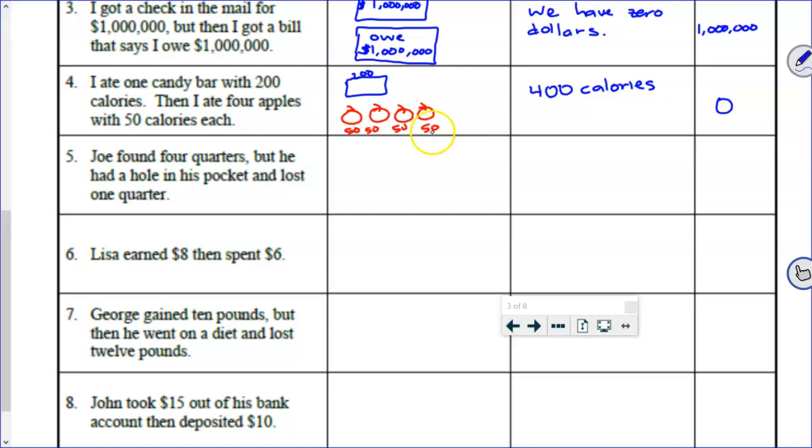Joe found 4 quarters. So I'm just doing some samples, drawings that I saw that you guys had done. Here's our 4 quarters. He has a hole in his pocket. So there's my pocket, and there's 1 quarter leaving the pocket. He lost 1 quarter. So what is the net result? What does Joe have now? You can say this a couple of different ways, so I'm interested to see how it's said. Dylan. Yeah, 75 cents. You could also say the net result is 3 quarters, but 3 quarters is also 75 cents.